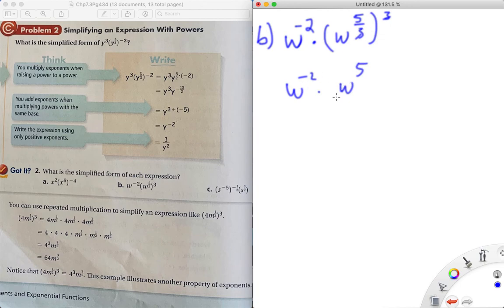Now that nothing is being raised to another power, I can add these. So 5 plus negative 2 is 3. So then my final answer would be w to the 3rd power. So again, I multiplied the 3 times the 5/3 because it's raised to another power. The 3's cancel out, which leaves me with the 5. So then I have w to the negative 2 times w to the 5th. I add those two exponents, 5 and negative 2, which gives me positive 3.